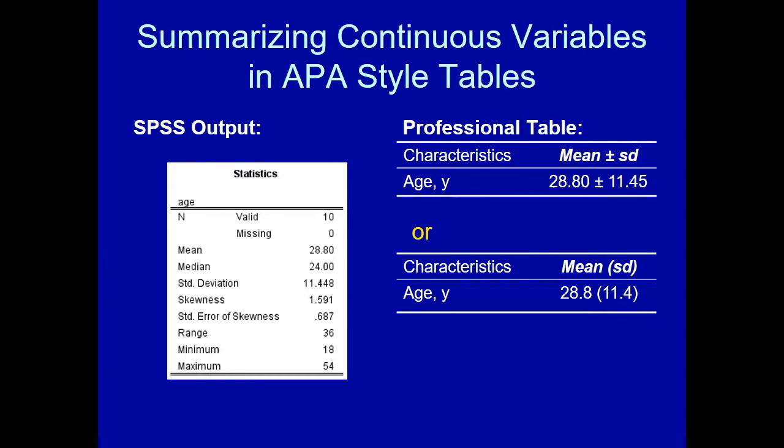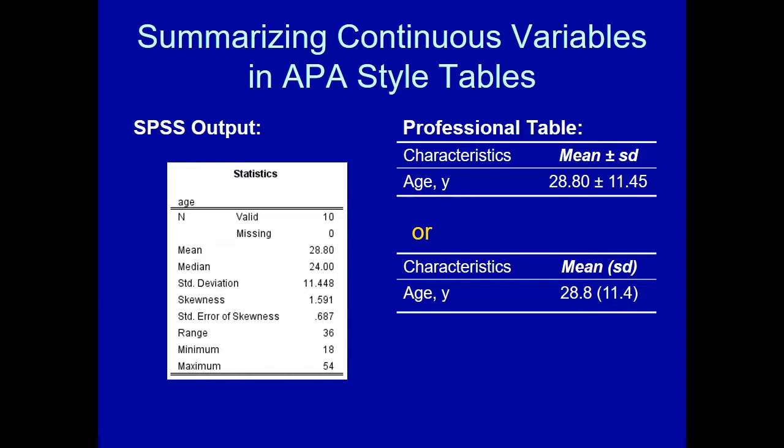Summarizing continuous variables. So on the left is a picture of the output from SPSS showing you the statistics for age. There's 10 people in the sample, that's the valid N. There's the mean value, the median, standard deviation, and a whole bunch of other things. So in a professional table, you're going to want to report the mean and standard deviation of this age variable.